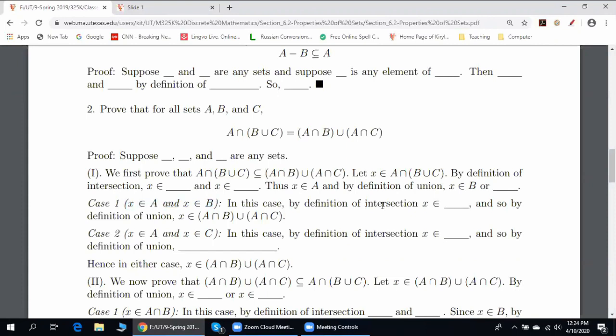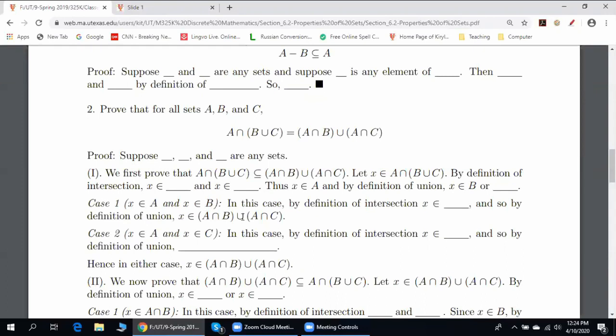In this case, by definition of intersection, what do we put here? X is in the intersection of A and B. And so by definition of union, X is from A intersection B or X is from A intersection C. And we're done.